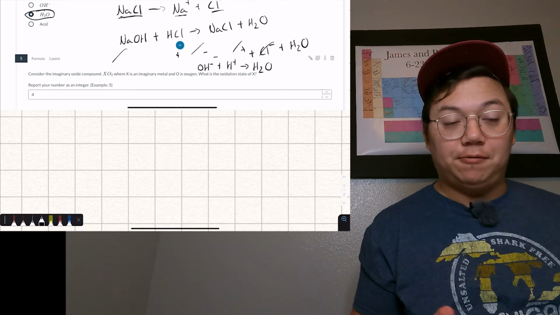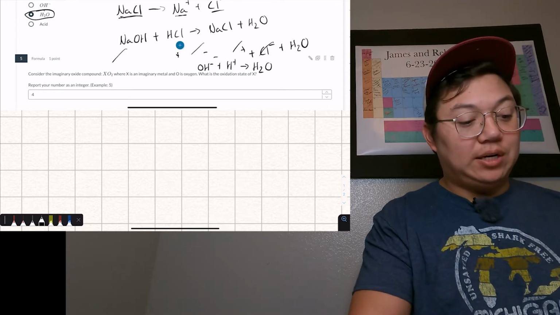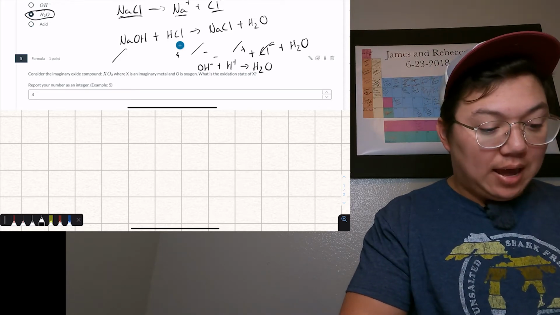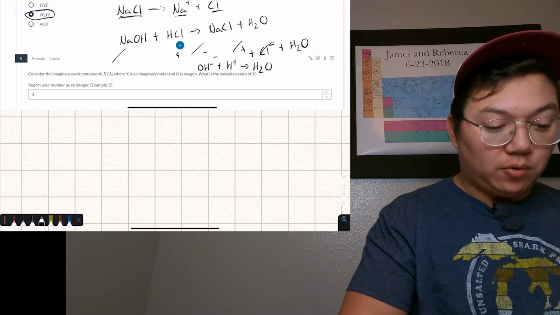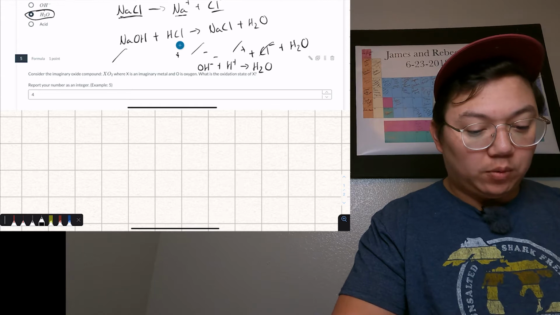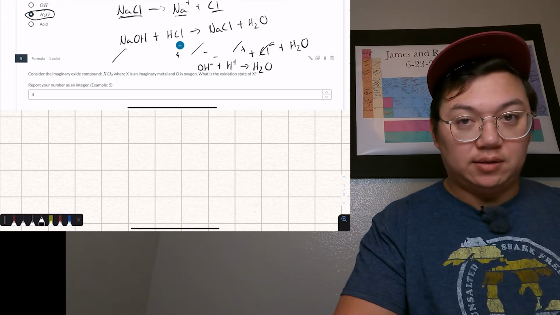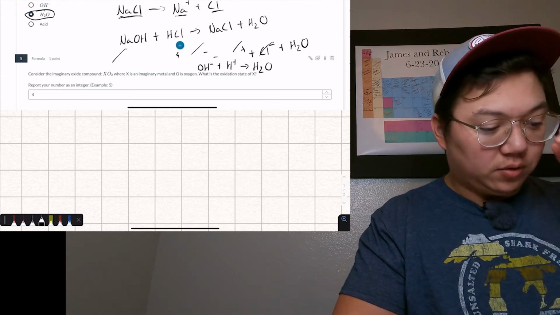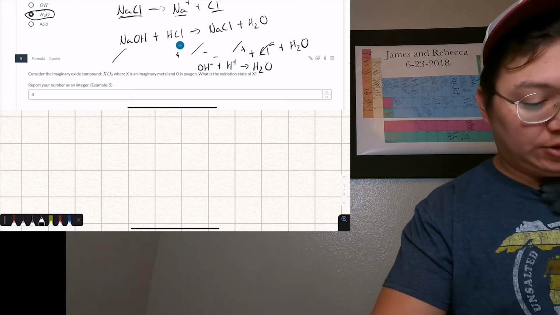So number 5: consider the imaginary oxide compound XO2, where X is an imaginary metal and O is oxygen. What is the oxidation state of X? We want to report our number as an integer.